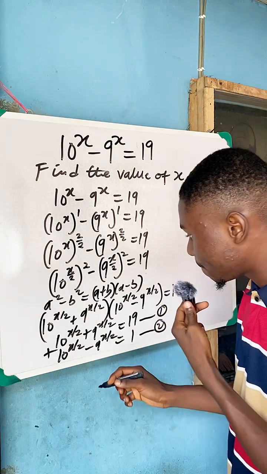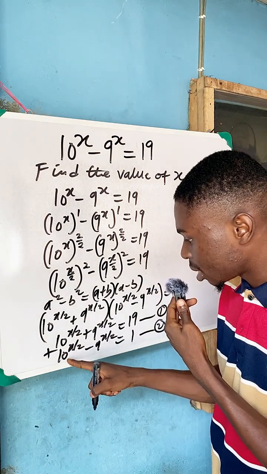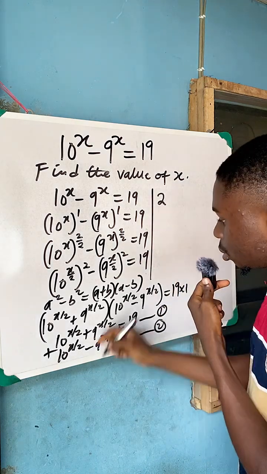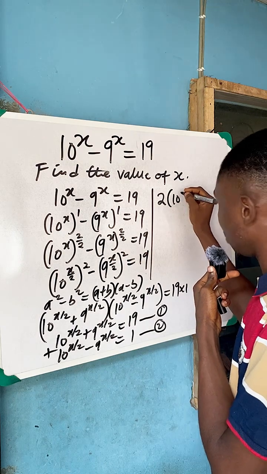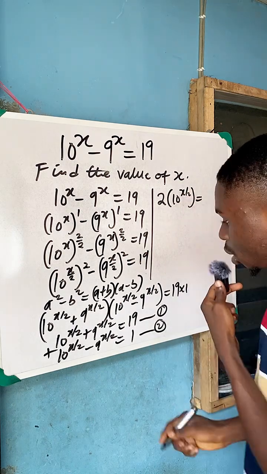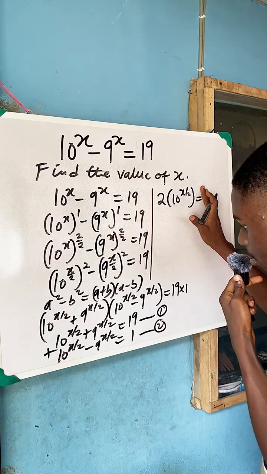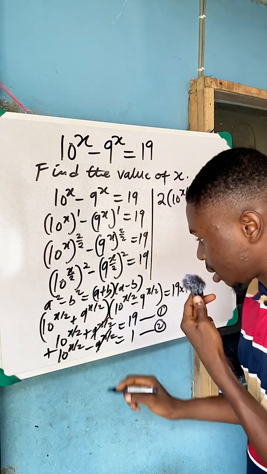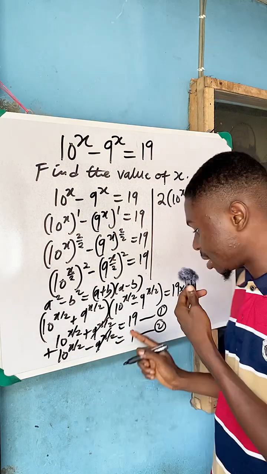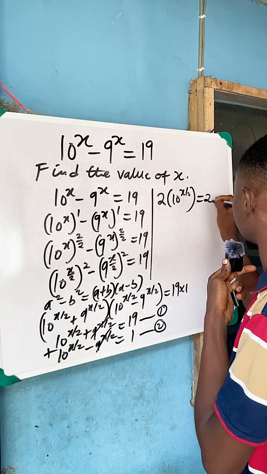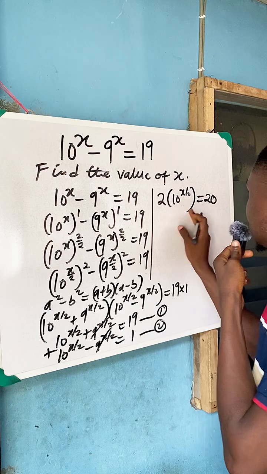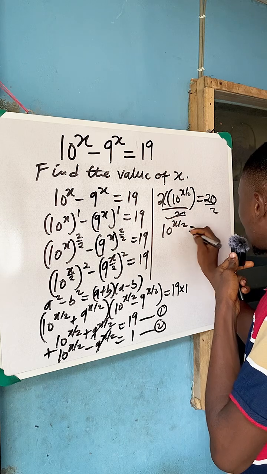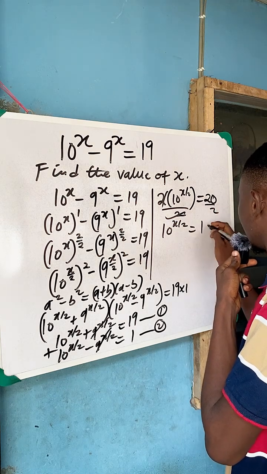Now if you do that, 10 to the power of x over 2 plus 10 to the power of x over 2 becomes 2 times 10 to the power of x over 2. This is plus, and this is minus, so the 9 terms will cancel out, so that one has gone. So 19 plus 1 will give you 20, so this is equal to 20, right? Now this is 2, so divide both sides by 2. This cancels out. 10 to the power of x over 2 is equal to 20 divided by 2, which will give you 10.